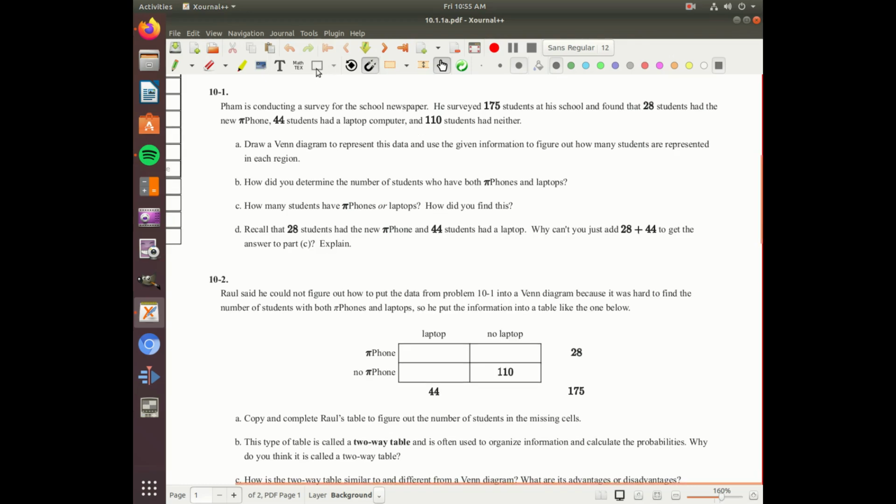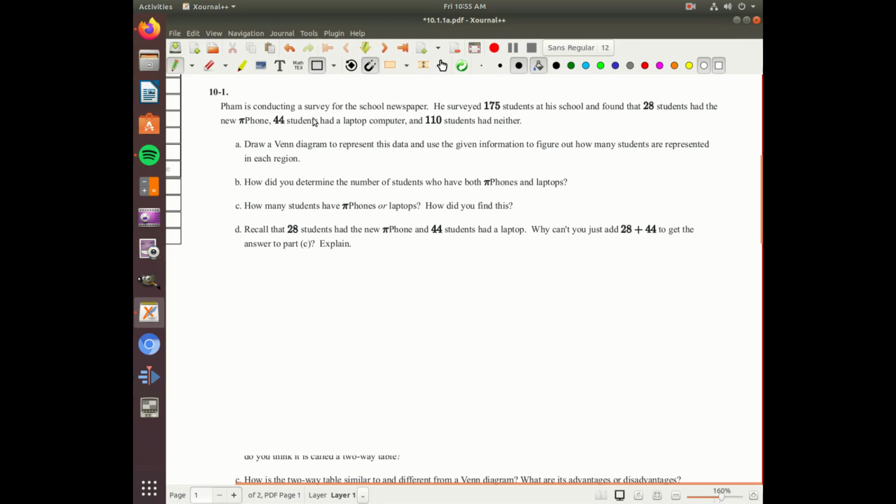Let me go ahead and get some white space here. All right, so Sam is conducting a survey for the school newspaper. He surveyed 175 students at his school. He found that 28 had the new PiPhone, 44 had a laptop computer, and 110 had neither. So draw a Venn diagram to represent this data and use the given information to figure out how many students are represented in each region.